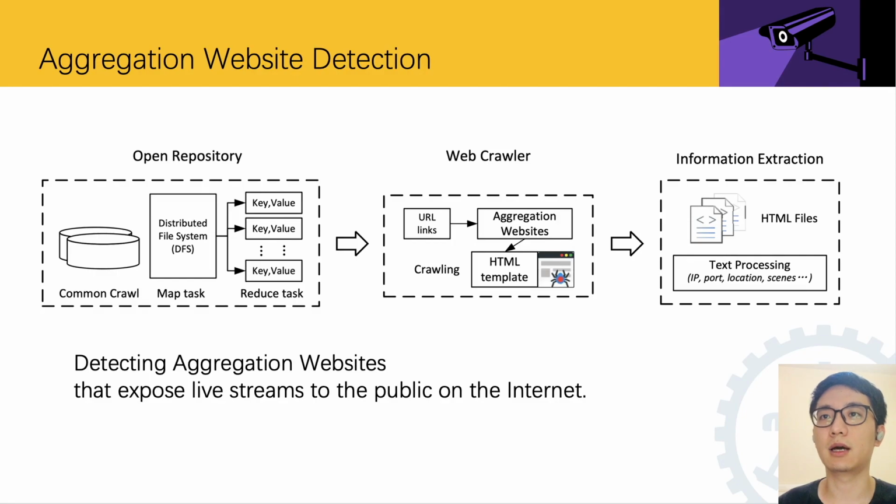This is the high-level overview of our methodology for detecting web pages that expose live streams to the public. First, we detect URL links hosting the live webcam from an open repo. Then we crawl HTML files from aggregation websites. And finally, we extract the webcam information from those web pages.